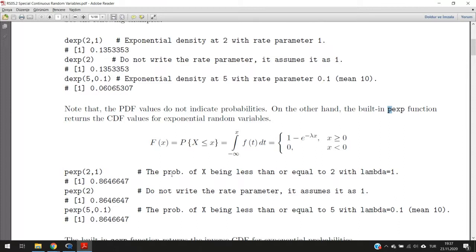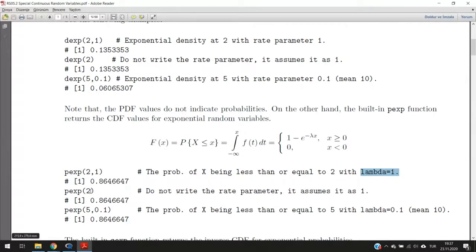So let's just say, if we want to calculate the CDF of an exponential random variable with rate parameter equal to 1 at 2, or in other words, the probability of that exponential random variable to be less than or equal to 2, then we need to write pexp(2, 1). So this is the probability of an exponential random variable to be less than or equal to 2 when its rate parameter is equal to 1.